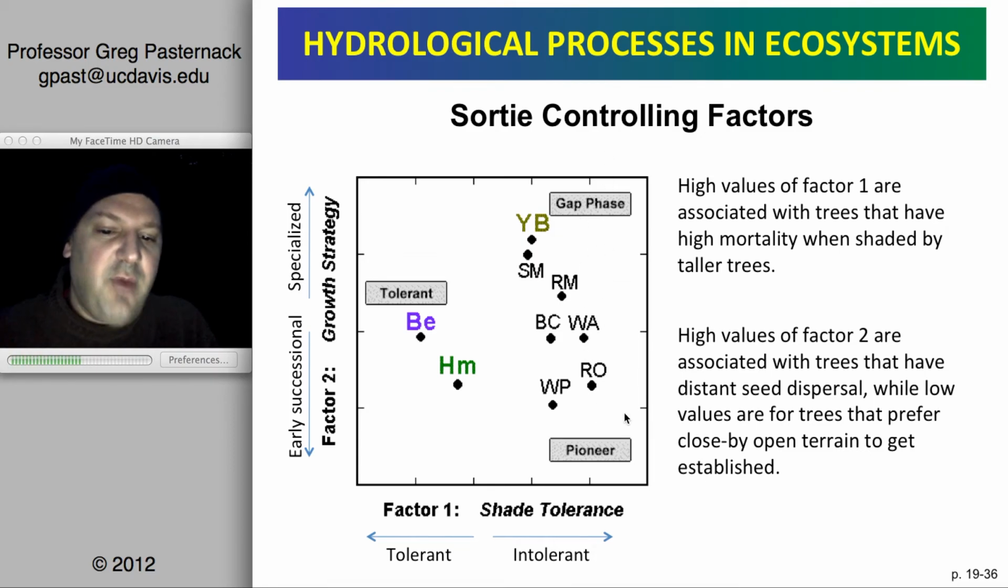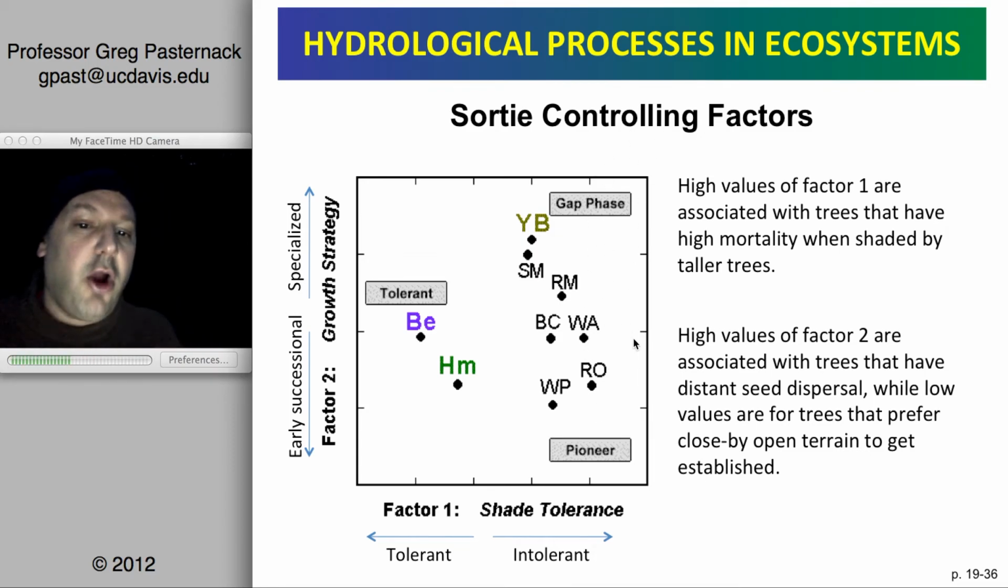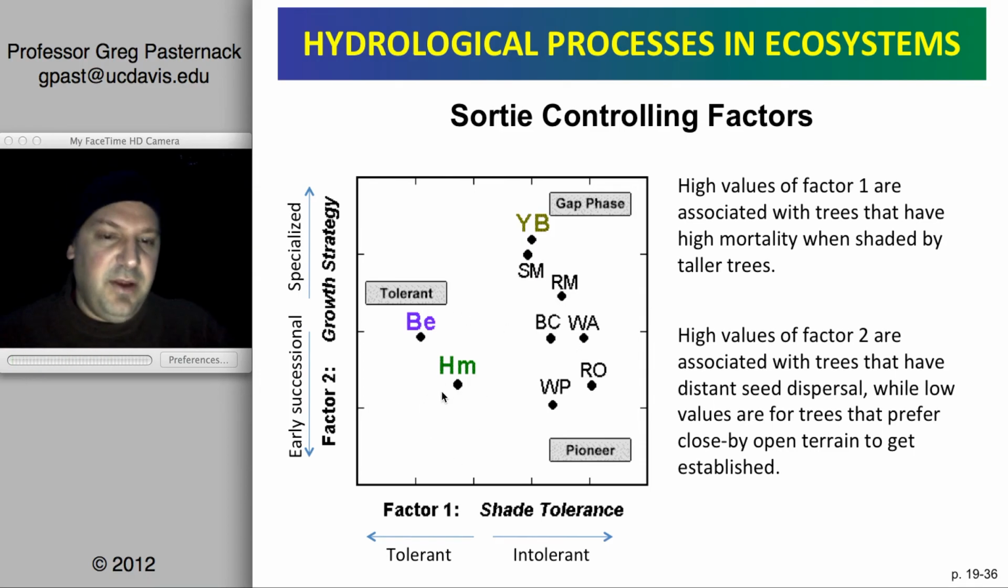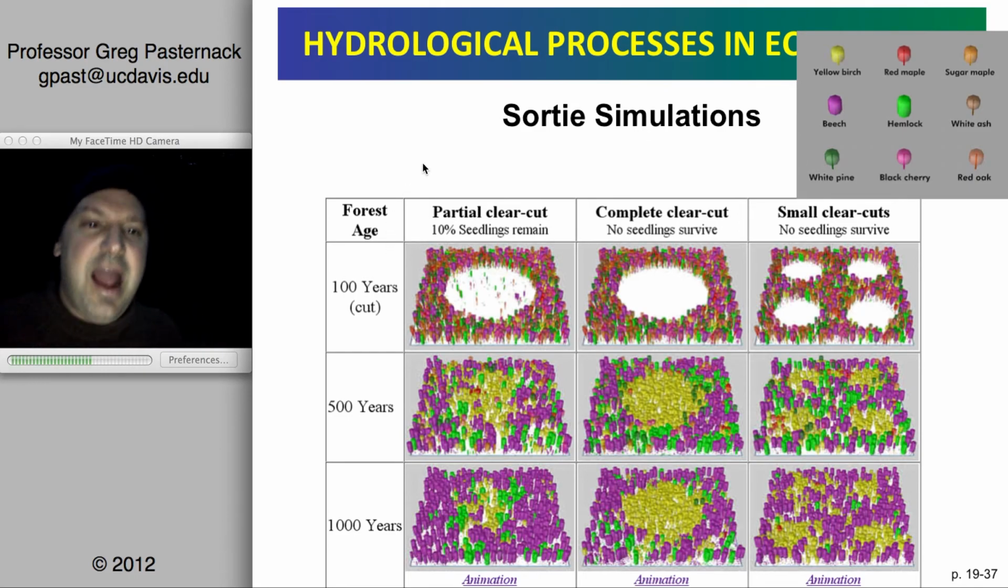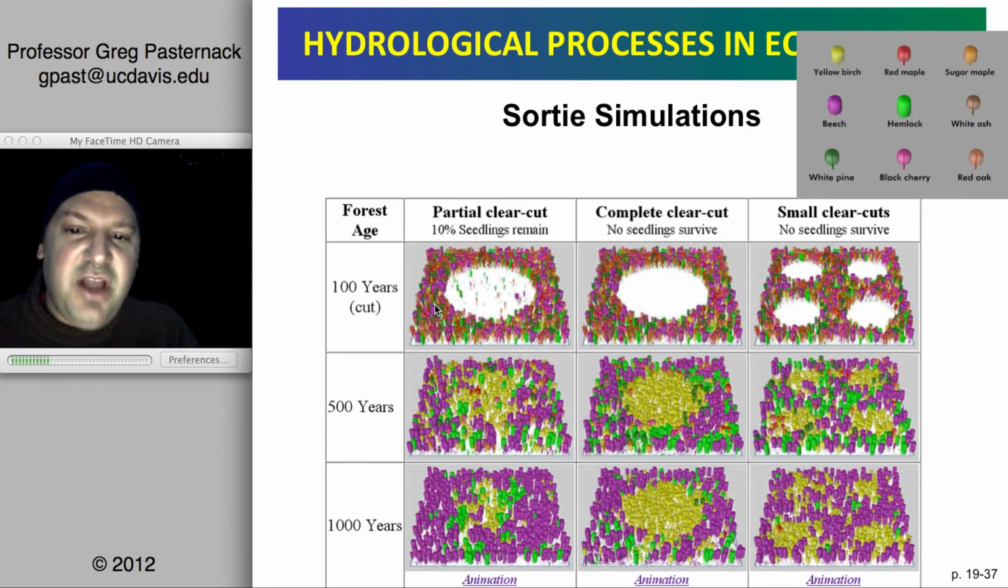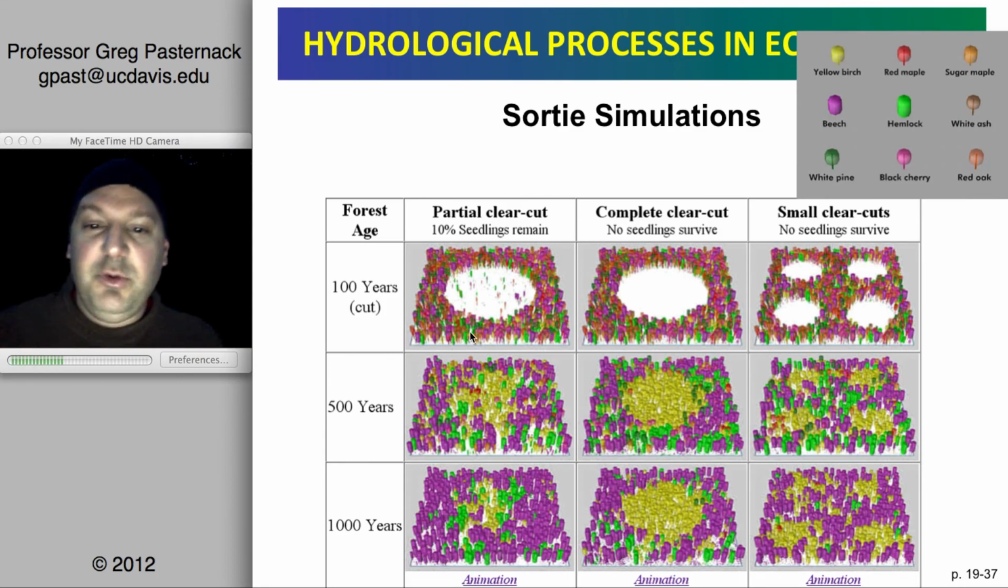Like on the right, these shade-intolerant species are all ones that can grow fast relative to the shade-tolerant ones, but how they disperse and grow is different. So let's look at how this individual based model works. Here's a square, and in this square, each color represents an individual tree. Then they do a clear cut, but leave 10% of the seedlings with diversity of tree types in there.